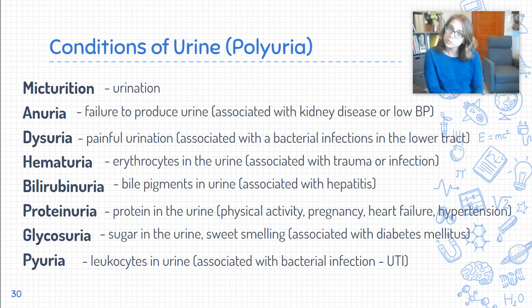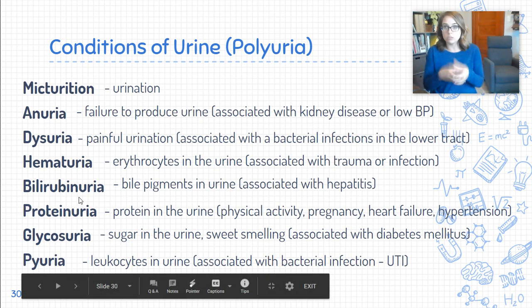So if there are leukocytes, remember, when our leukocytes die, they turn into pus. Pus is just the dead bodies of our white blood cells. And so there's a pus-like milkiness to the urine. That's another indication of a UTI or some kind of infection. Okay, so these are just conditions of the urine.